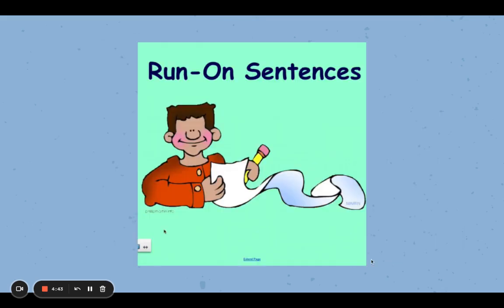So what is a run-on sentence? Run-on sentences are when two independent clauses, which are just sentences, are incorrectly connected. Run-on sentences are usually unclear, they do not flow, and usually don't make any sense.